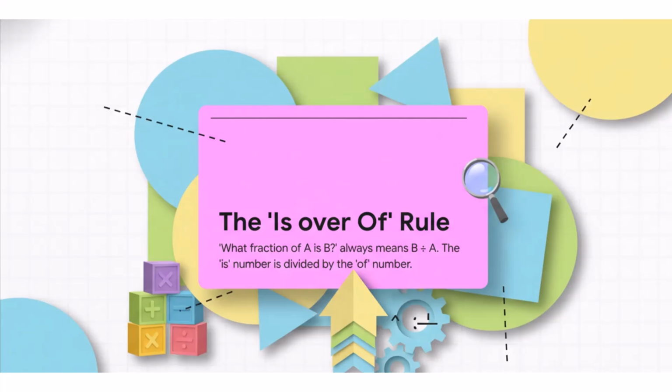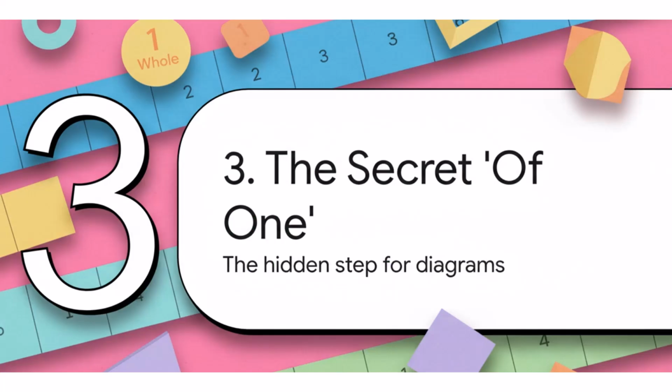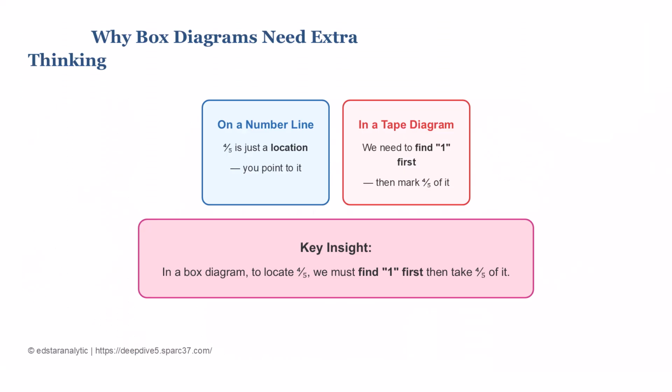We have our rule, the problem is set up, so we're ready to draw, right? Not quite. There's one more piece, and it's super important. That brings us to section 3, the secret of 1. This is the hidden step that makes the diagrams actually work. Here's something really important that can trip you up in math. When we put 4/5 on a number line, we just point to it.